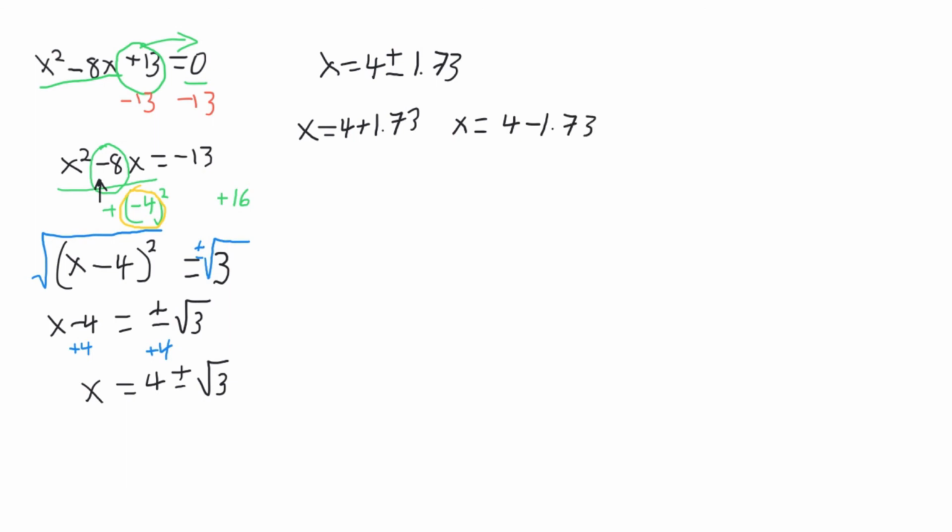So here for the next part, we're simply adding these numbers on this side, giving me 5.73. And for the other solution, 4 minus 1.73, let's see, that'd be 2.27. Hope one of you out there is checking my mental calculations on that, but I'm pretty confident with it. So once again, two solutions, and that's completing the square.